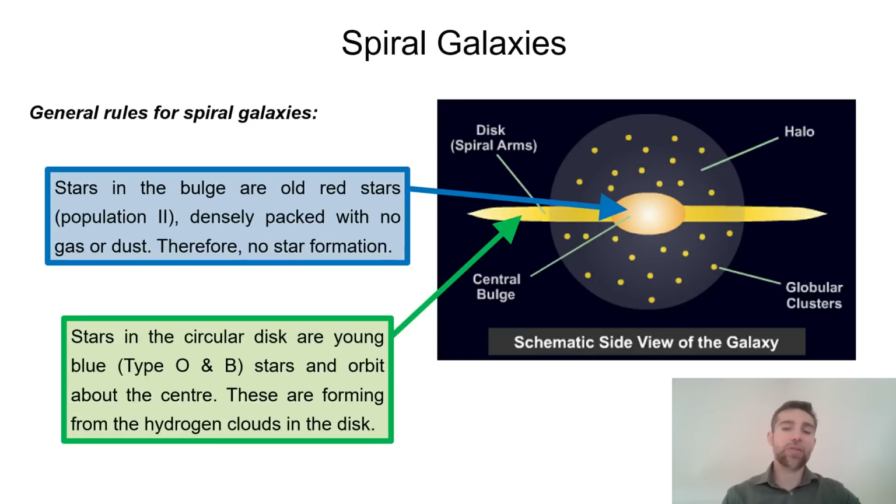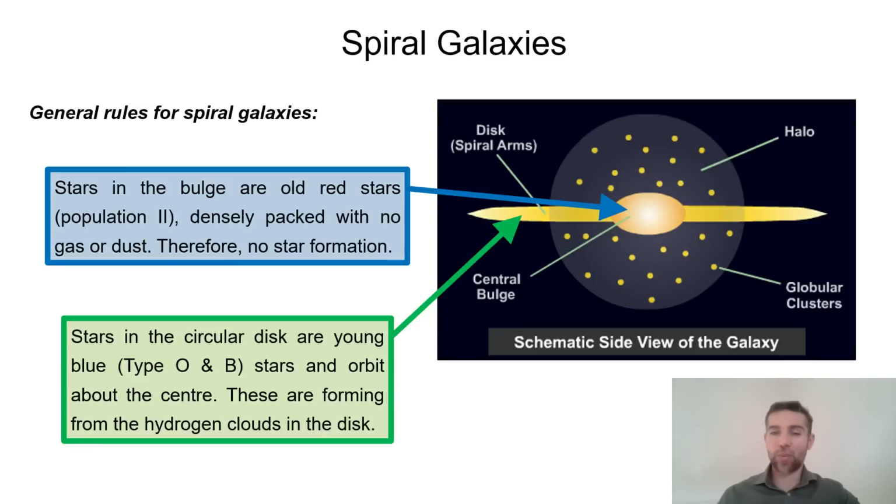This is a side view schematic of a fairly typical spiral galaxy, a bit like the Milky Way. Now you have this central bulge. The central bulge is quite red because it's populated by old red stars. It's quite densely packed. There's not really any gas or dust there. Now again, there are different sorts of bulges you can have, and this is a very big generalization. You can get gas in them and things like that.